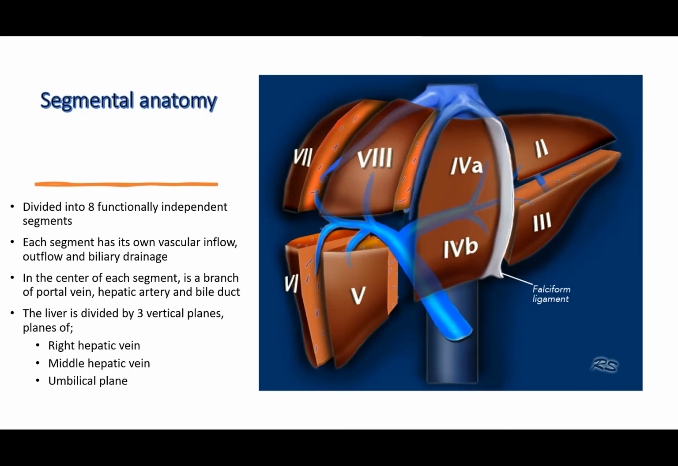And you should know these segments are divided, how is it divided? You remember the Cantlie's line divides this into 2 segments, the right and the left lobes, functional lobes. And we said that this Cantlie's line is at the position of where? The middle hepatic vein.